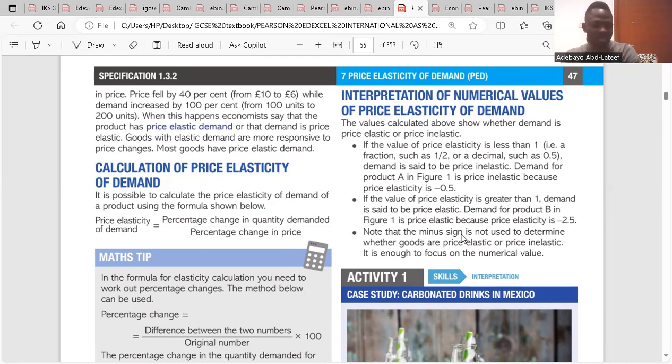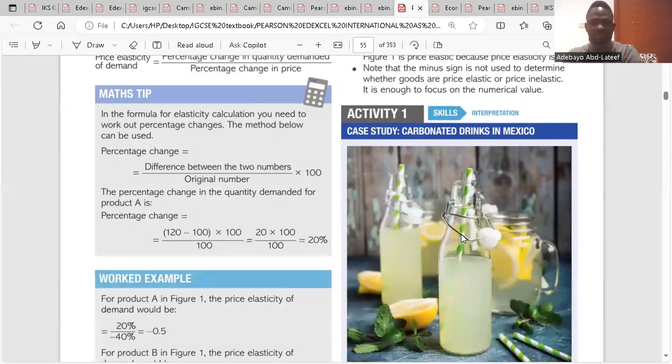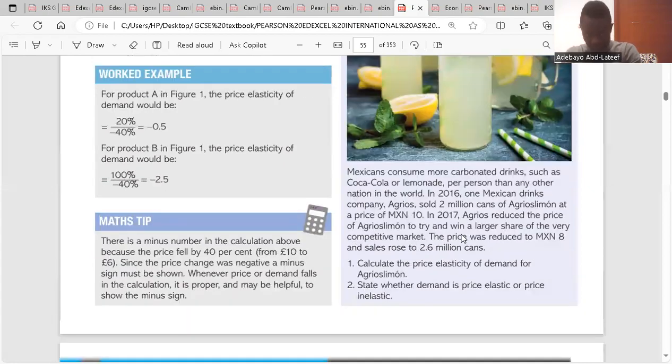Note that the minus sign is not used to determine whether goods are price elastic or price inelastic. It is enough to focus on the numerical value. So for PED, you just have to focus on the values, not the negative or positive sign. Most of the time we use the positive and negative sign when it comes to inferior goods or normal goods. Is that clear?